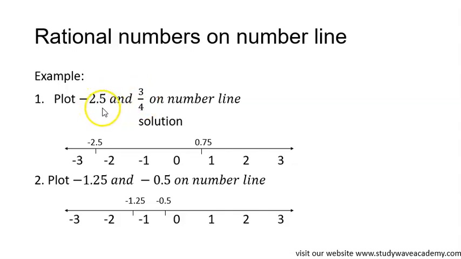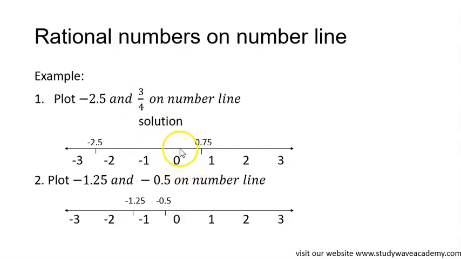So minus 2.5 is to be placed somewhere here. You see the minus? It should be in between minus 3 and minus 2, okay? So you place minus 2.5 to the left of 0. This is the left. So minus 2.5. Then this is 3 over 4. This is a positive number. When you convert 3 over 4 to decimal, you're going to have 0.75.